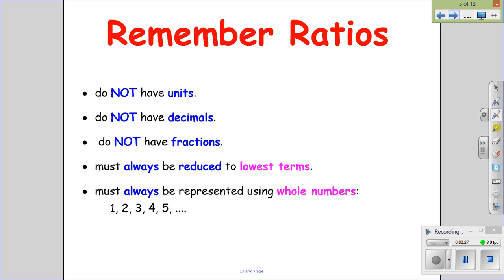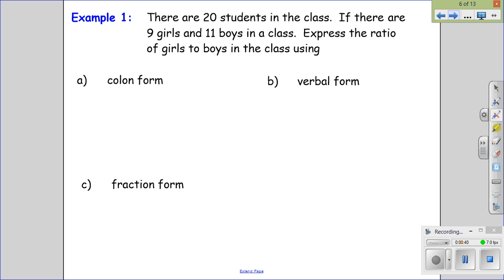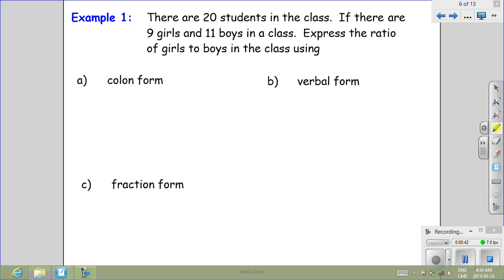Ratios do not have units, they do not have decimals, they do not have fractions. They should always be expressed in lowest terms, and they should always be expressed using whole numbers like 1, 2, 3, 4, and 5. So if we look at example 1, there are 20 students in a class.